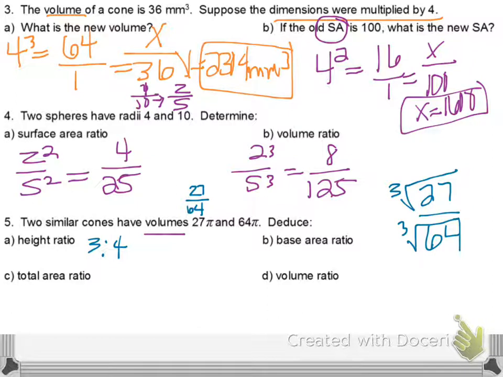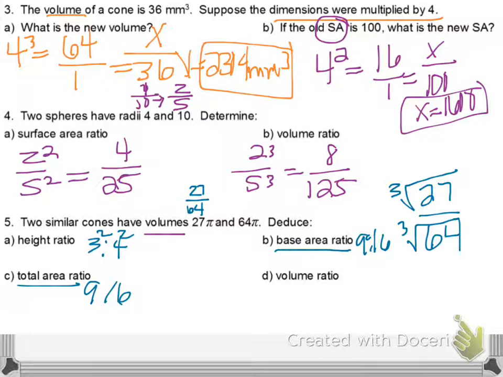Okay, now we're talking about area ratio. So I'm going to square those two numbers because that's my original dimensions. So that would be 9 to 16. Okay, total area ratio, that's still area, so that's still 9 to 16.